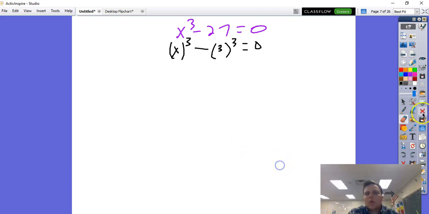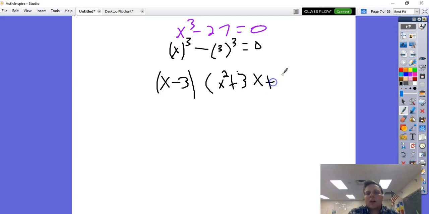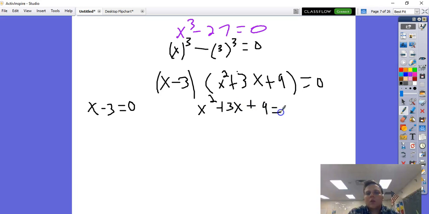Oh, I should have erased the last line. That's okay. We can still say a minus b, so x minus 3, times a squared, so x squared, plus a times b, so 3x, plus b squared, so that's just 9, is equal to 0. Now remember, anytime you have parentheses multiplying to equal 0, just set each parentheses equal to 0. So x minus 3 equals 0. You just add 3, so x equals 3.